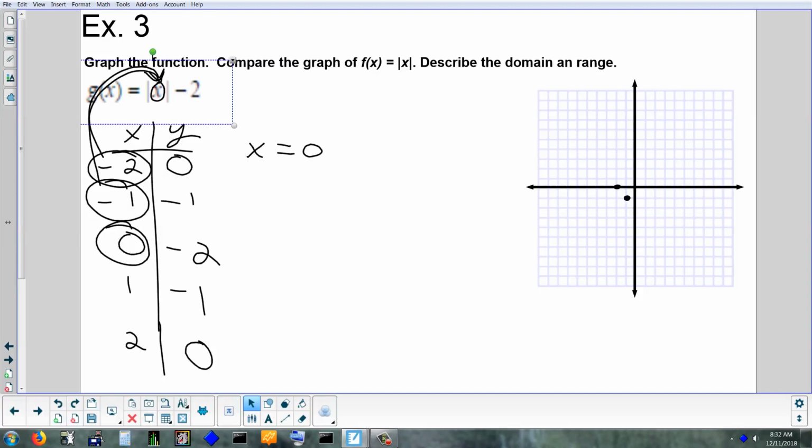Okay. 0, -2. So far, so good. Looks like I've got one side of a V shape. 1, -1. Write 1, down 1. 2, 0. Write 2. That's it. Looks perfect. I got a V shape.